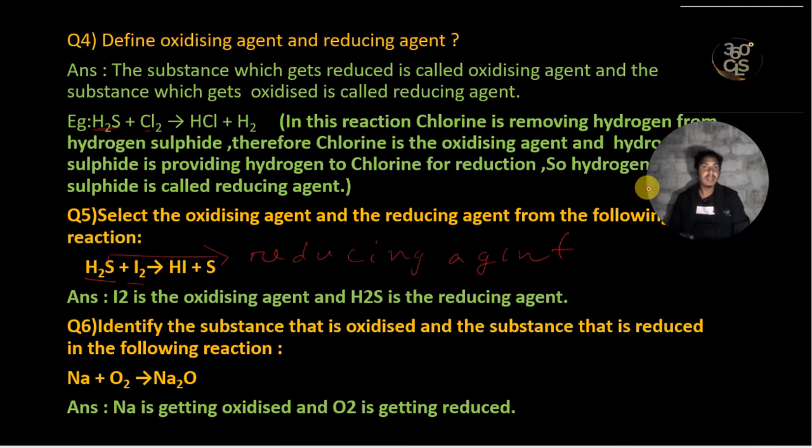Okay, now iodine is helping hydrogen sulfide for oxidation. The removal of hydrogen is called what? Oxidation. So iodine is helping hydrogen sulfide to oxidize by taking hydrogen from hydrogen sulfide. So iodine is what? Oxidizing agent.